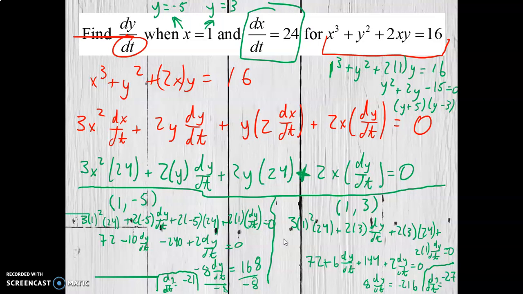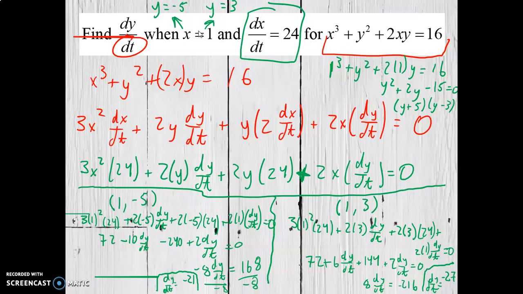You can kind of see my work here. Feel free to email and ask questions if you have them. Basically, I plugged in 1 and negative 5 into this equation and solved for dy/dt over here. And then I plugged 1 and 3 into this equation and solved for dy/dt over here. So there's 2 answers because there are 2 points when x can equal 1 on this equation.